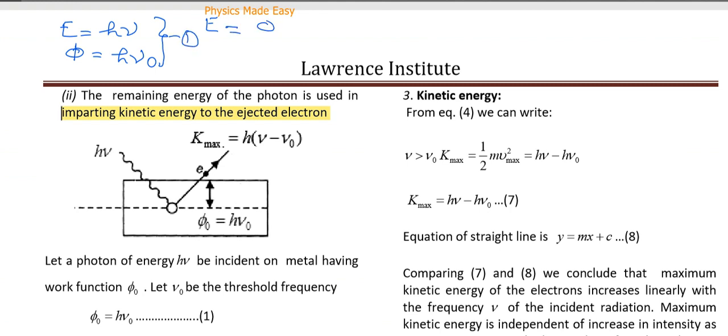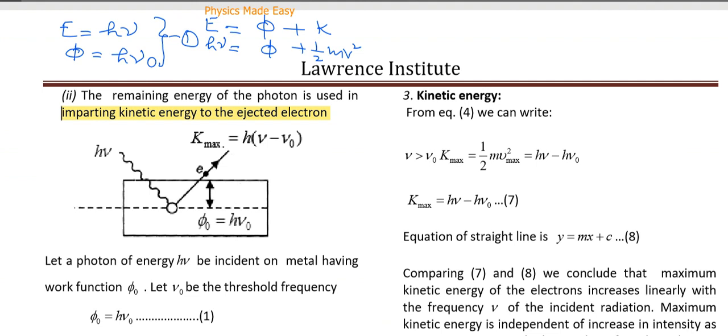Energy is consumed for two parts. One part is for providing work function. Another part is for providing kinetic energy. Now, this work function we don't know. This is phi. Plus this kinetic energy, I will write it as half mv square. I will take the formula from mechanics, and this is this.